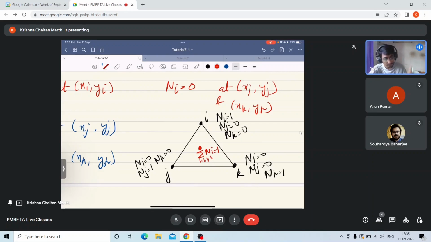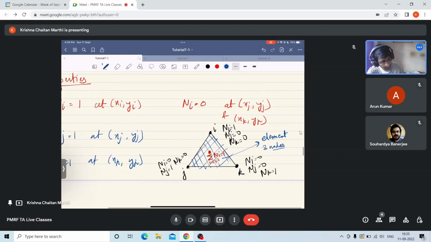So this is my element. Let me shade this. What do I mean by element? This element is two dimensional and linear, and it consists of three nodes. I hope this element part is clear.